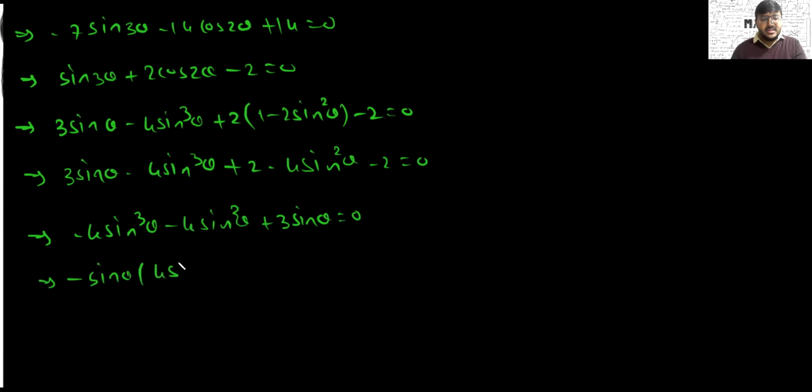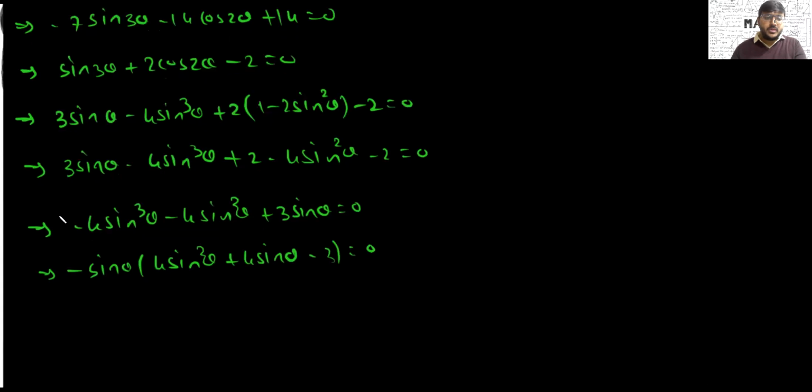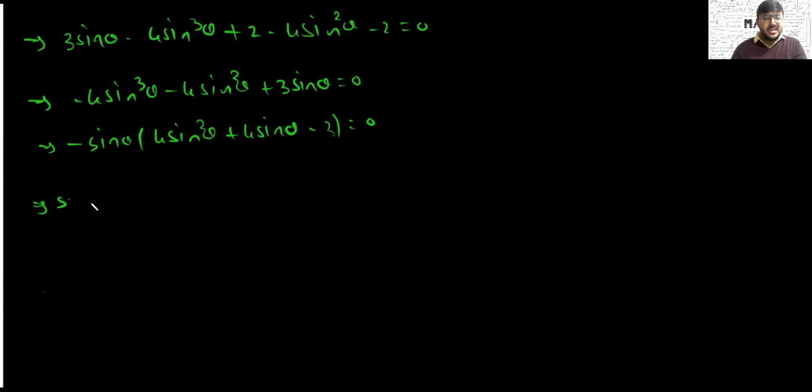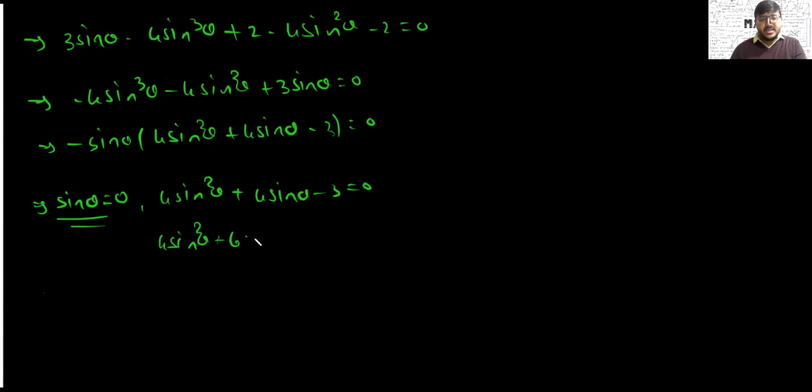So we'll get 4 sin²θ + 4 sinθ − 3 = 0. Hence either sinθ = 0 or 4 sin²θ + 4 sinθ − 3 = 0. Okay, so the factors will be 4 sin²θ + 6 sinθ − 2 sinθ − 3 = 0. From both the terms, we can take 2 sinθ common.